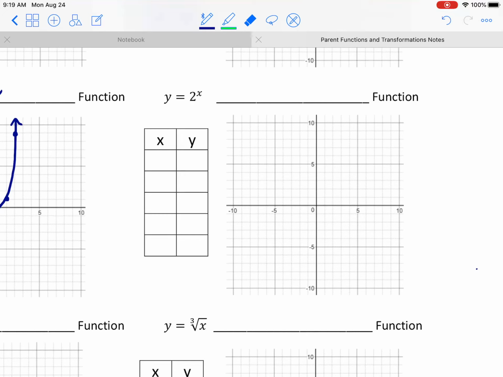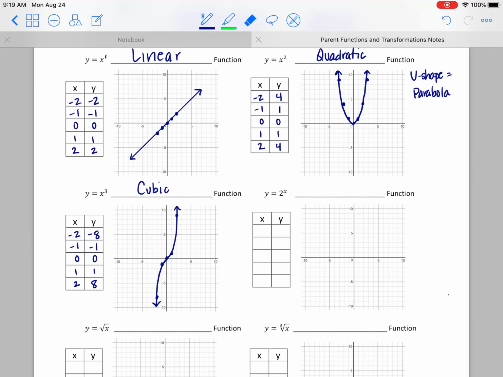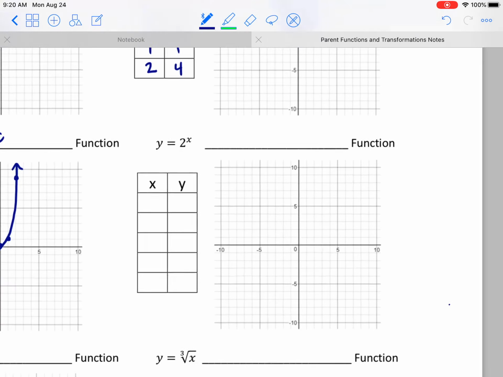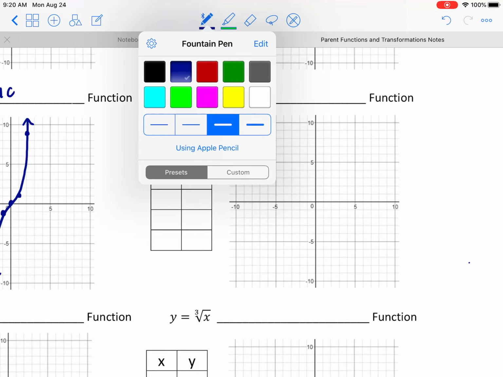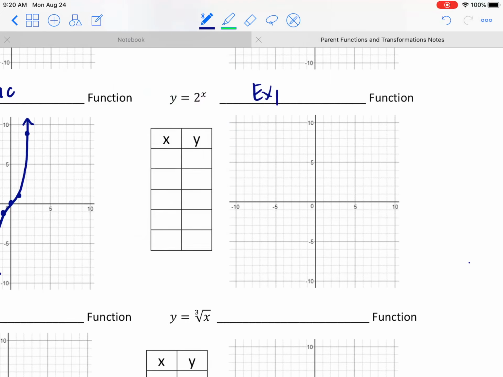Now, an exponential function has an exponent, unlike the last three, right? We have an exponent here, we have an exponent here, we've got an exponent here, but what's different about the exponential is the variable is the exponent. So this is an exponential, not just because it has an exponent, but because the variable is an exponent.